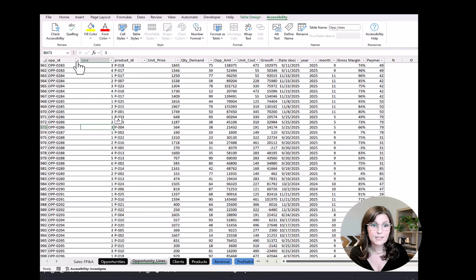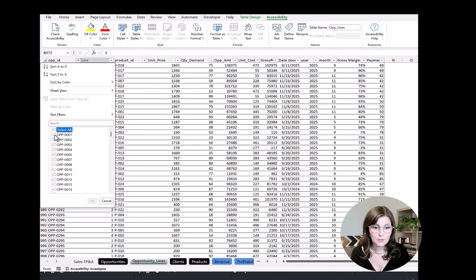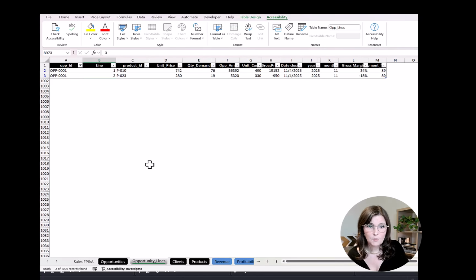For example, let's filter one opportunity here just to check how it looks. Opportunity 0001. You see here that on this opportunity we sell two products: product 10 and product 23. Okay, I am not very creative in giving names to my products, but those are the names that I came up with. So we have here the unit price that we charge, the quantity that was demanded by the client, and then the opportunity amount, which is simply the unit price multiplied by the quantity.